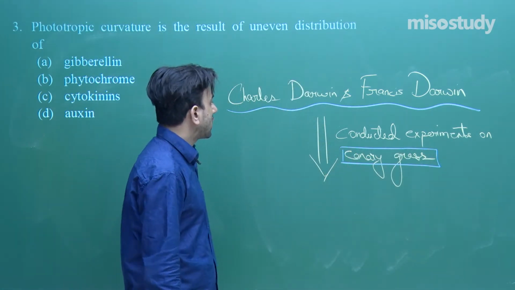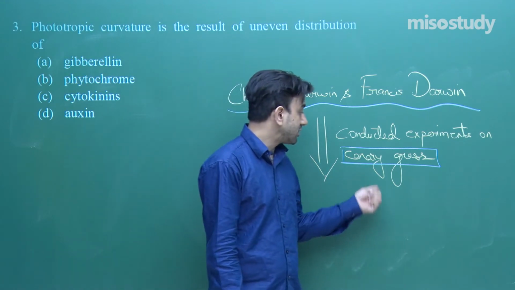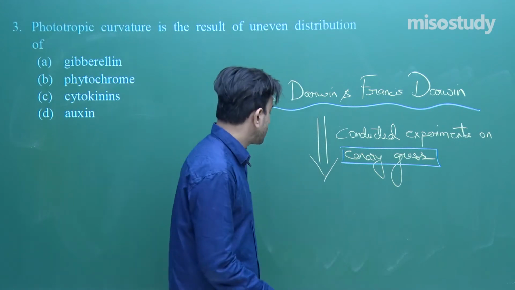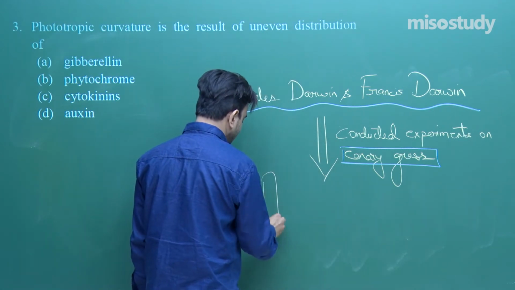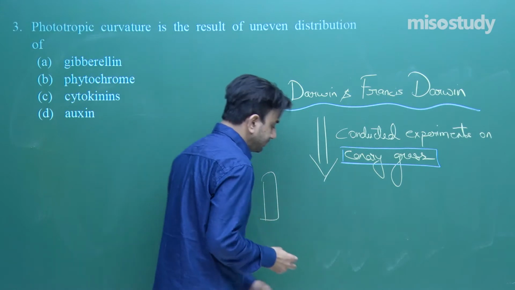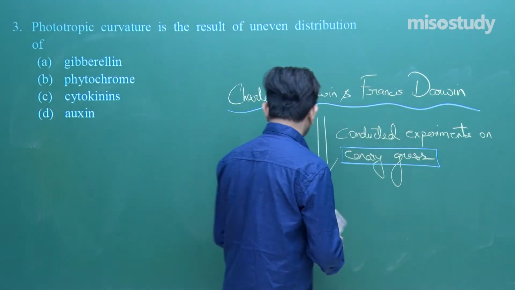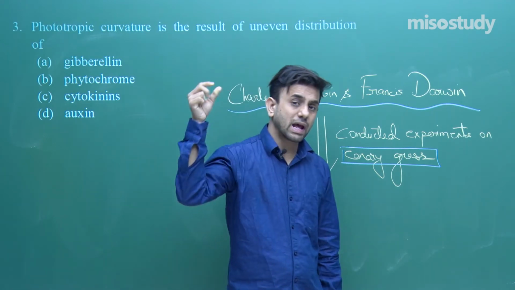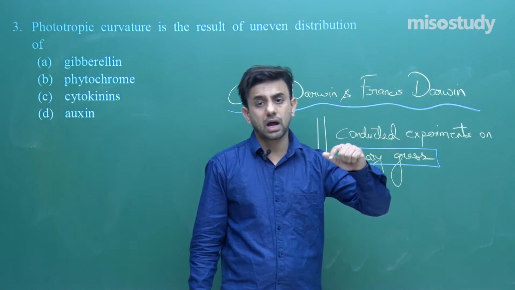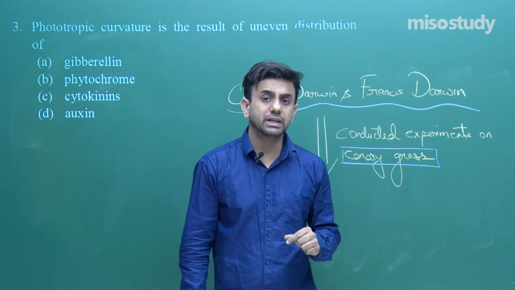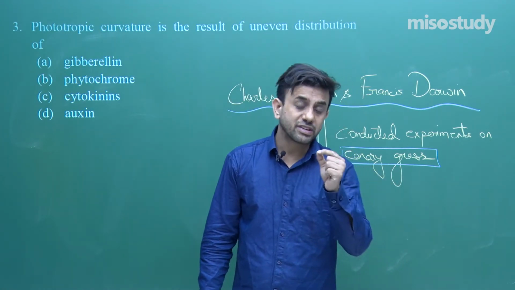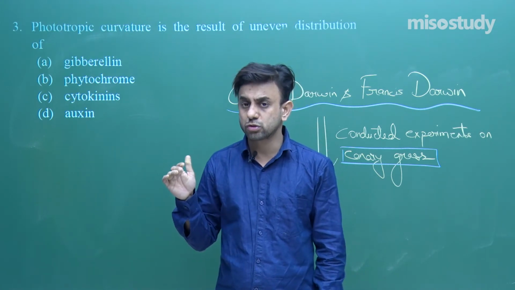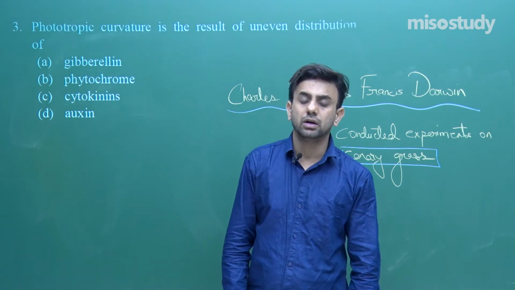So both Charles Darwin and Francis Darwin conducted experiments on canary grass, and they exposed the plant to sunlight from one aspect. They found that the tip of the plant was moving towards the exposed sunlight. That means there is some chemical in the top part of the plant, the part exposed to light, which moves it in the direction of light.